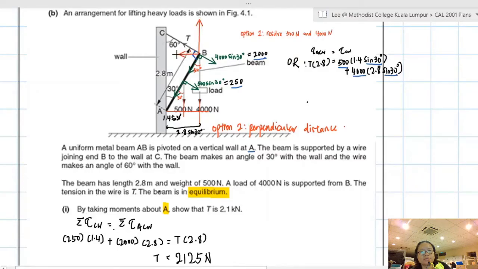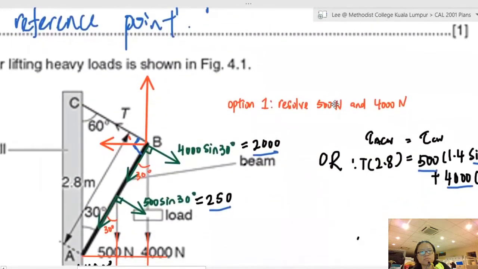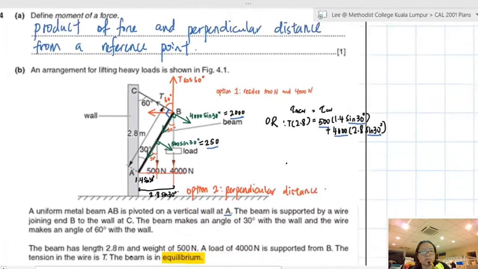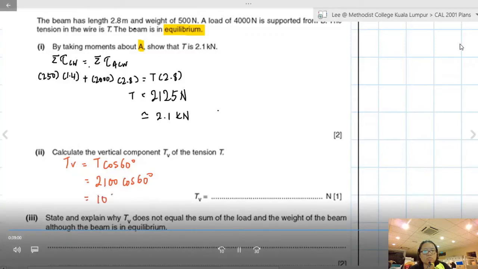Now we're going to resolve T because the question is asking us to resolve T, I presume. So when we resolve T, this is 60 degree. The reason why we take a vertical, this is T cos 60, is because you are asked to find the vertical component. I would like to just casually mention here, this one you can put 2100 or 2125, you get 1050.